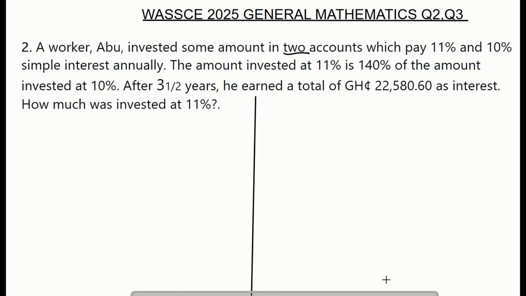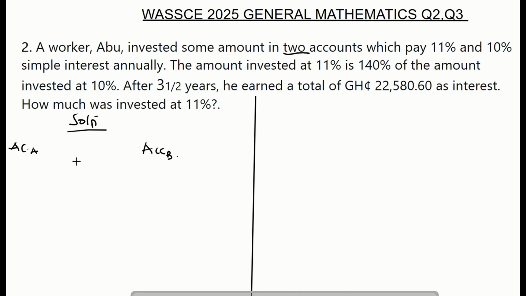So let's look at this and put our solution here. You first identify that two accounts were created. So it means that we have account A and then account B.